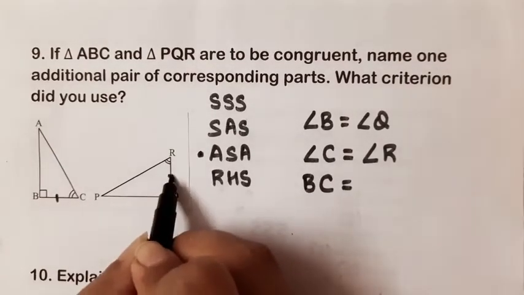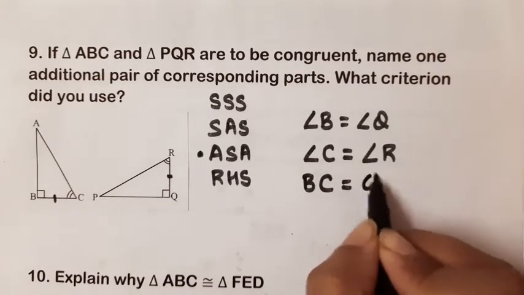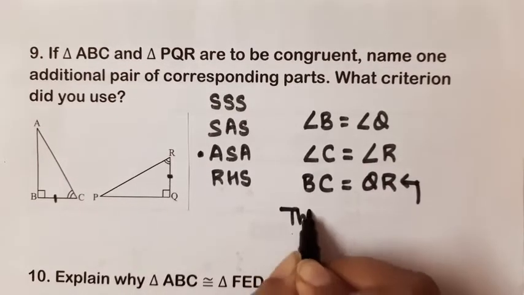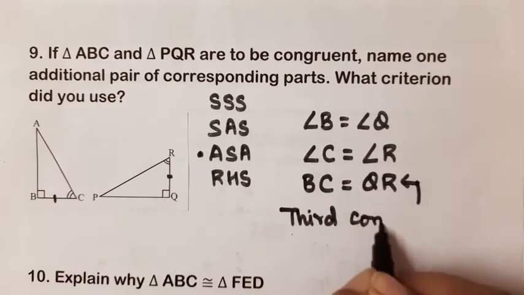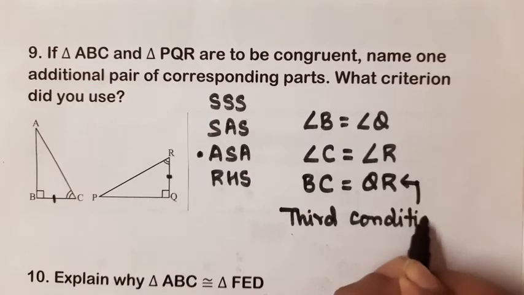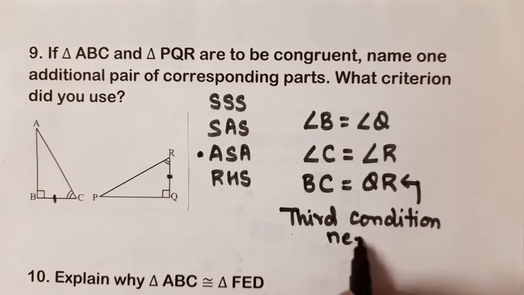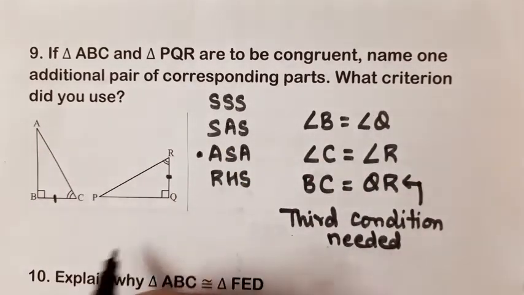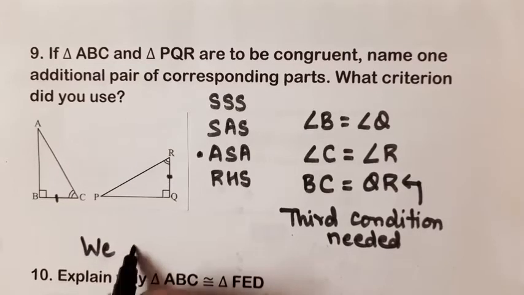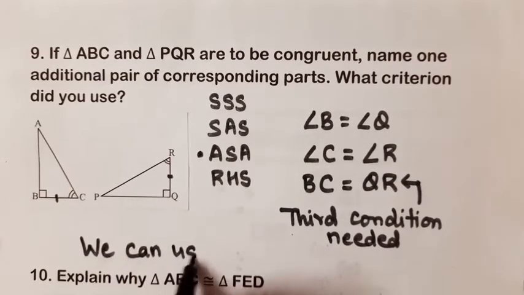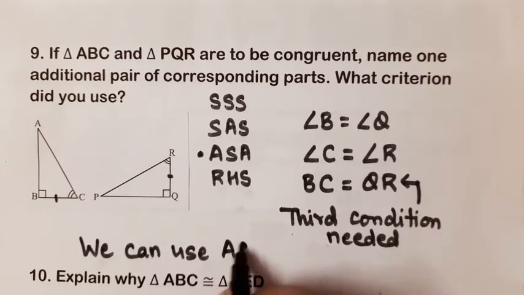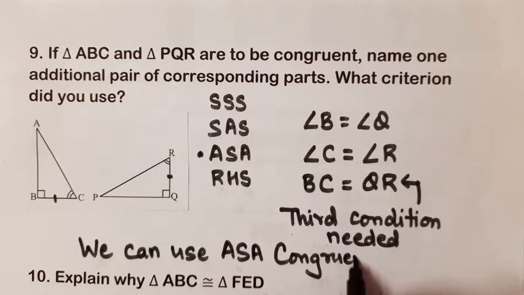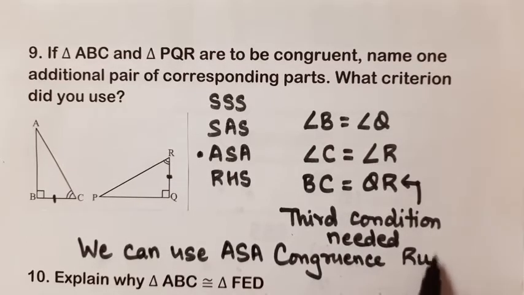And which is the side included here? QR. That means BC is equal to QR. This is the third condition needed to say that the triangles are congruent. And why is this particularly the third condition needed? Because by applying this, we can use the, which criteria did we use here? We can use the ASA congruence rule.